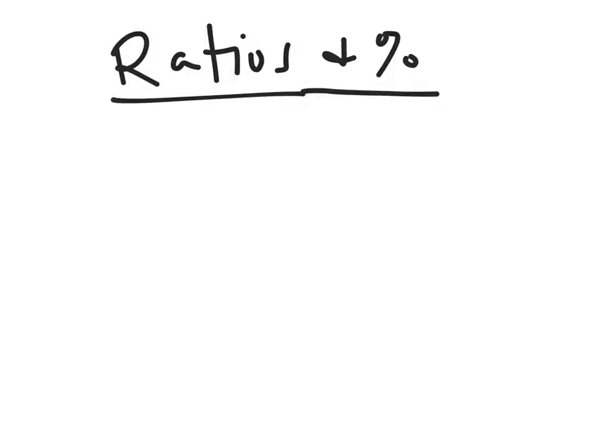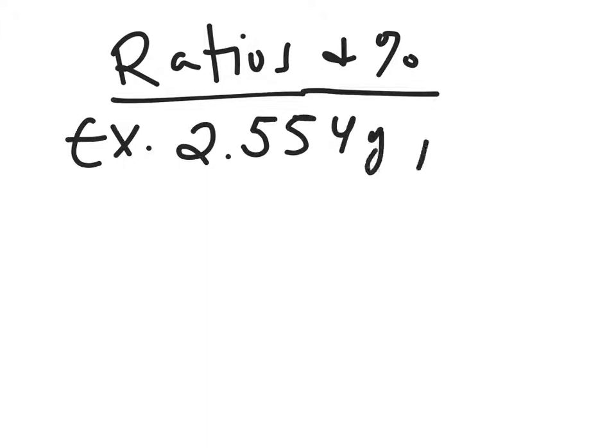Okay, in this lecture video, we're going to talk about content of a sample. And we're going to do that using ratios and percentages. So in this example, let's say we have some copper pennies, which are really zinc with a layer of copper on them. And in this particular penny, we have a 2.554 gram penny. That's its total mass.